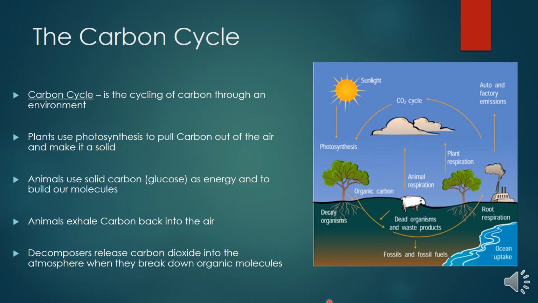The carbon cycle. This is the cycling of carbon through an environment. Plants use photosynthesis to pull carbon out of the air and make it a solid, this organic carbon. Animals use this solid carbon, glucose, as energy to build our molecules. And then we exhale it through respiration back up into the air. Decomposers release carbon dioxide into the atmosphere when they break down organic molecules. Decomposers are a very important part of an ecosystem for nutrient recycling.